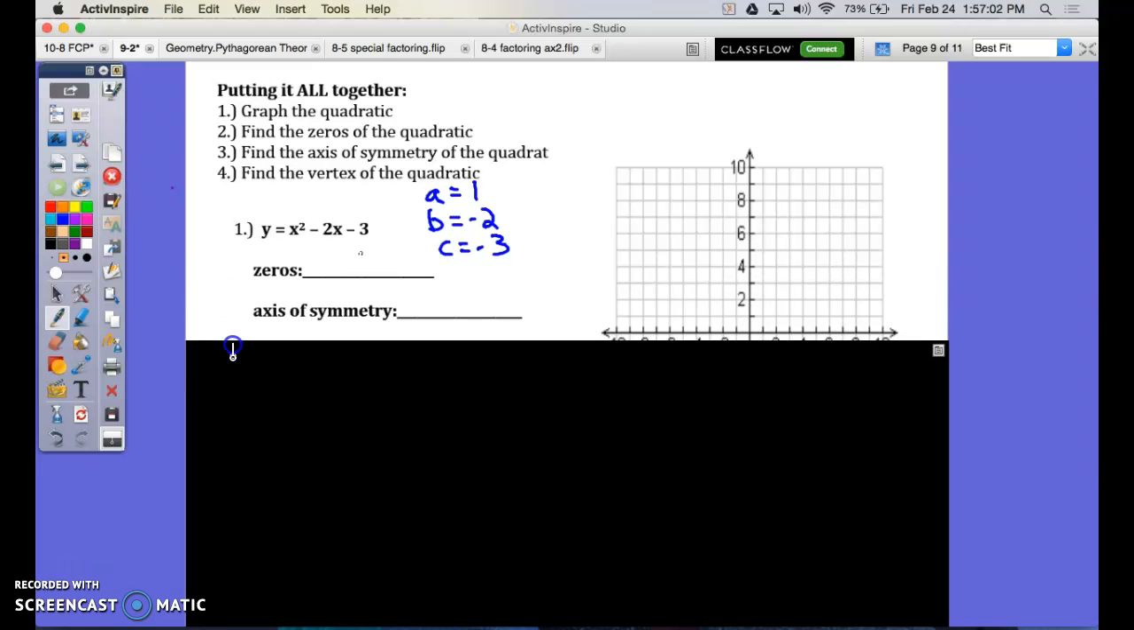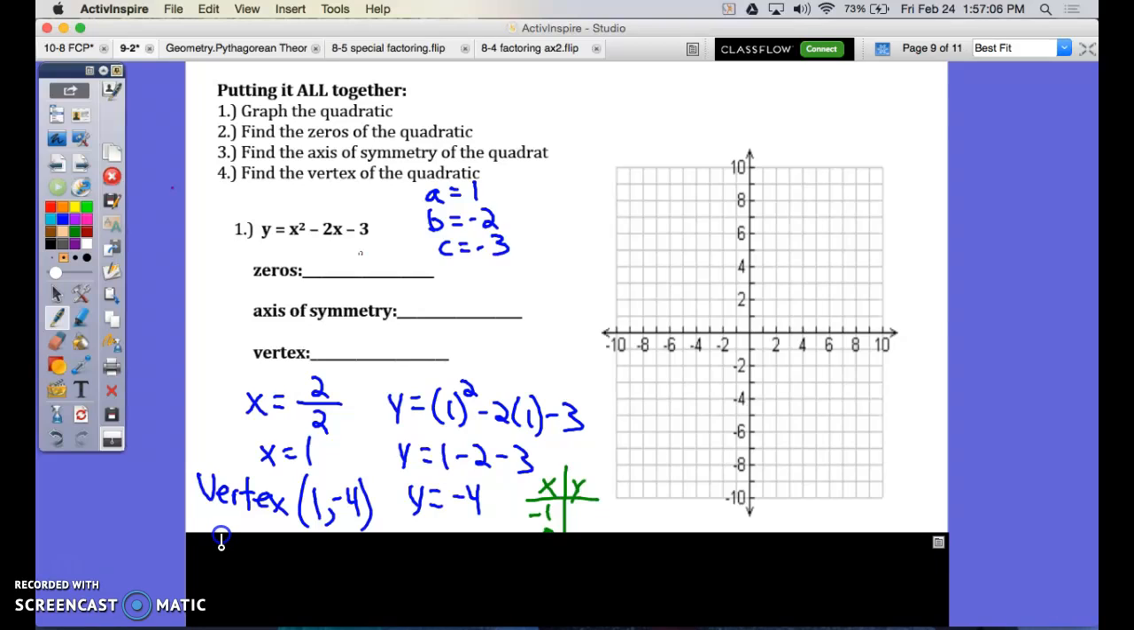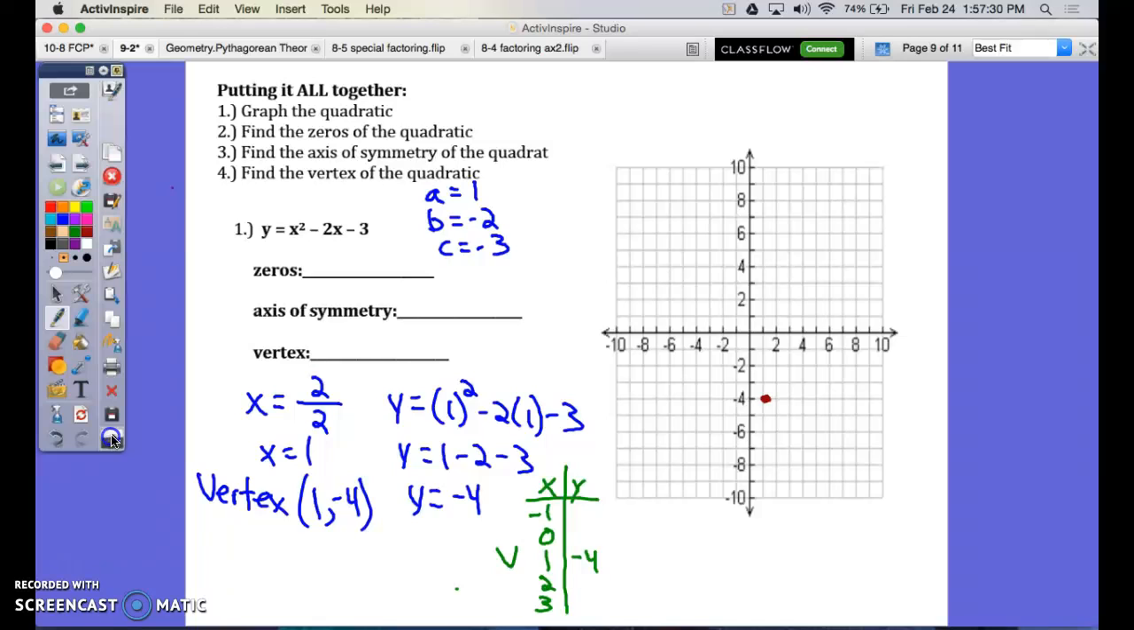All right, so hopefully you did that, and you should have seen that you came out with a vertex of (1, -4), because -b over 2a becomes 2 over 2, giving me a vertex of 1 for x, and then when I plug in 1 for x, I get a y value of -4. So now I could go ahead and plot my vertex of (1, -4). Now, here's where section 9.3 comes into play.